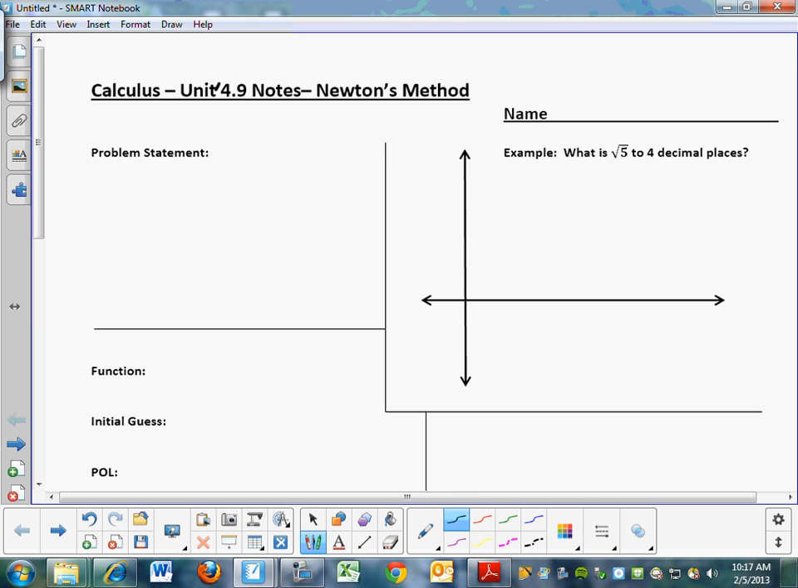We have a problem, kind of like how we started out at the beginning of the year. We said, what's the slope of a line, or the equation for a line, tangent to a function at a given point? Now we're asking a different type of problem. Here's the problem.